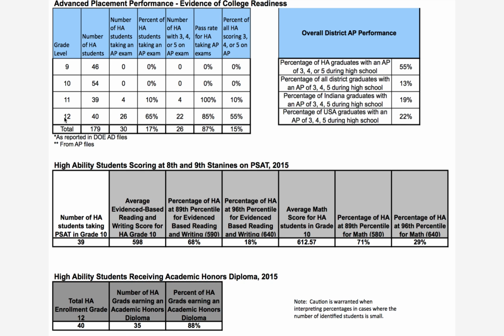If you look down at the 12th grade, we see that we had 40 identified and now we had 26 taking it. But then we can look at the number of kids who are actually being successful. So out of the 26, 22 were able to score a 3, 4, or 5 on that AP exam. So 85% of those who took it did well. However, that was only 55% of the total identified high ability kids. So there's still a gap here that we would need to figure out a way to get more high ability kids to understand the importance of taking an AP exam.